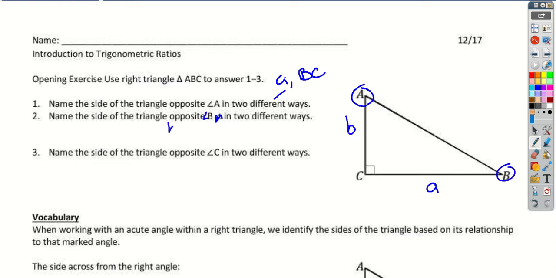Or we can call that the length of AC. And the side opposite angle C is side C, lowercase c, or we could call that AB, or BA if we want to flip it around.